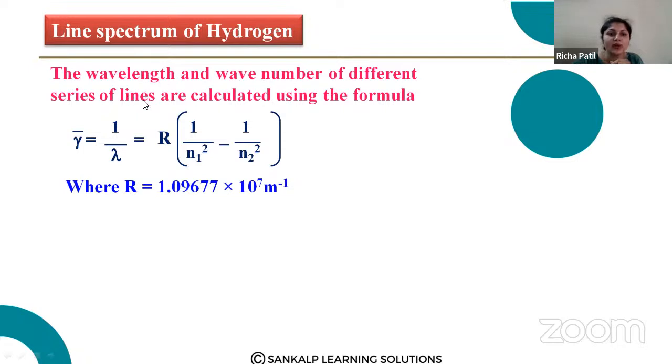How do we calculate this series of lines? It shows various series of lines, and this is the particular formula. Wave number, you know what it is; last class we discussed wave number and lambda, which are inversely proportional. Wave number is given as Rydberg's constant R into 1 by n1 square minus 1 by n2 square. If you want the wavelength, 1 by lambda is equal to R into 1 by n1 square minus 1 by n2 square.